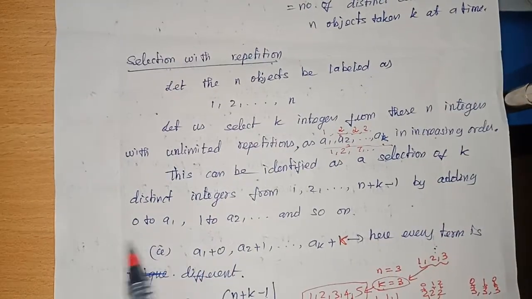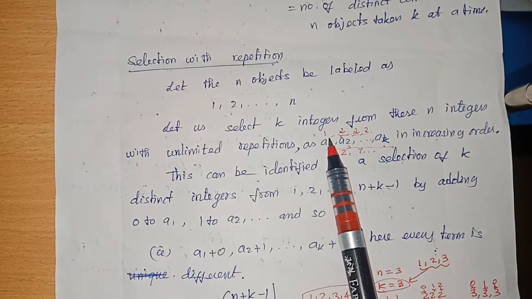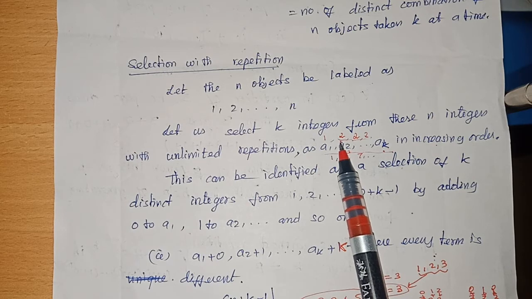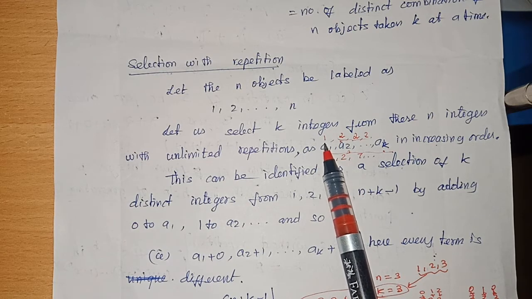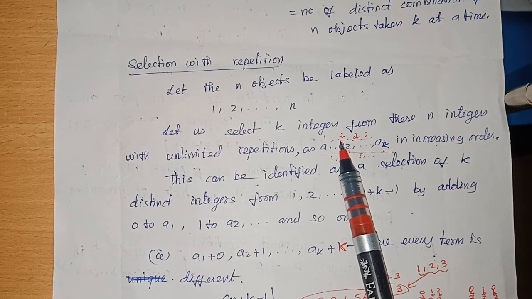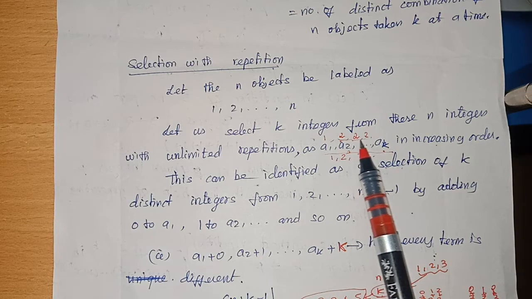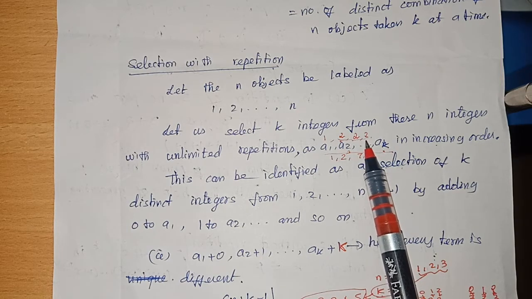I am going to add 0 with the first element, 1 with the second element. You just imagine or just make the count. I am going to add 0 with this, so the number becomes 1. I am going to add 1, so it becomes 3. I am going to add 2, so this becomes 4. Here 3, the number becomes 5.